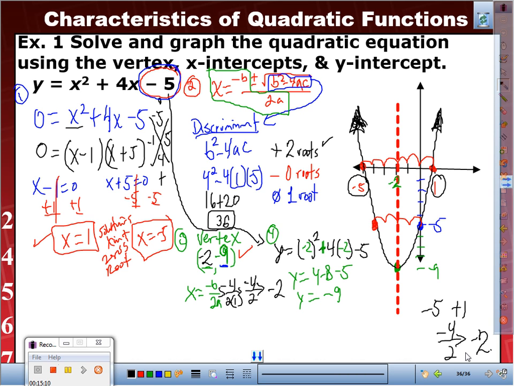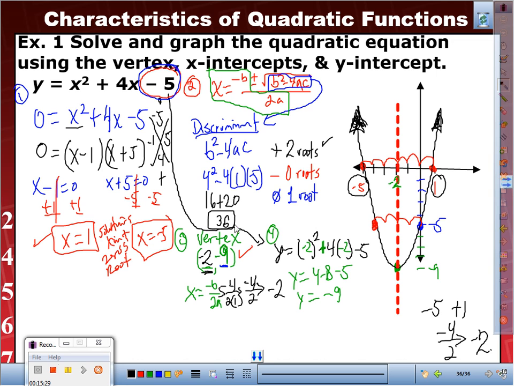For those of you that didn't see it, another way of finding the x value is if you find your roots, you add those together and divide by 2. That gives you the x value of the vertex. No way.